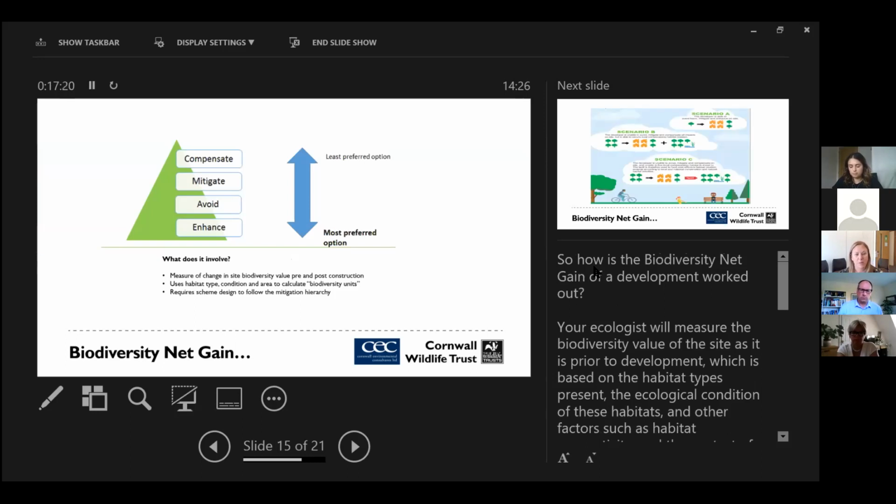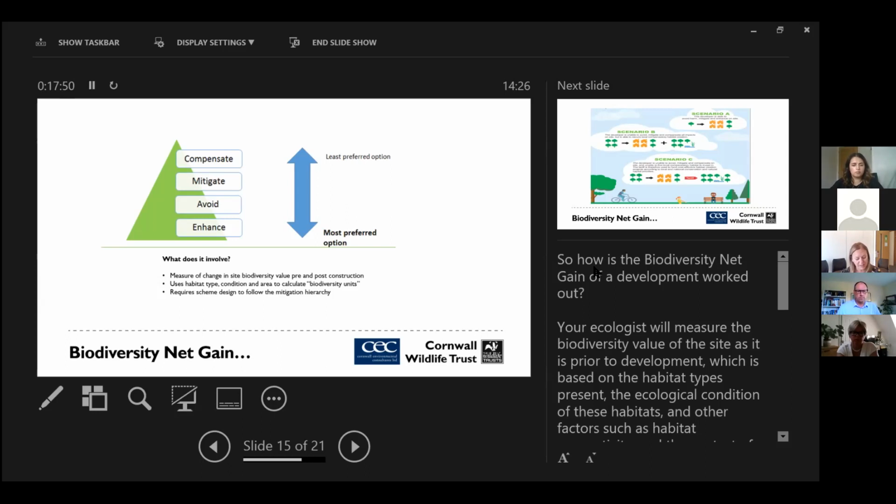So let's go into a bit more detail about what it actually involves and how the biodiversity net gain is calculated and worked out. Your ecologist will measure the biodiversity value of the site as it is prior to development, which is based on the habitat types present, the ecological conditions of these habitats and other factors such as habitat connectivity and the context of the site in terms of strategic nature recovery objectives.